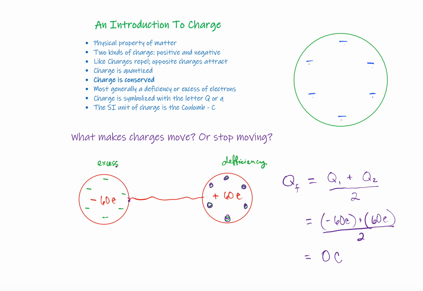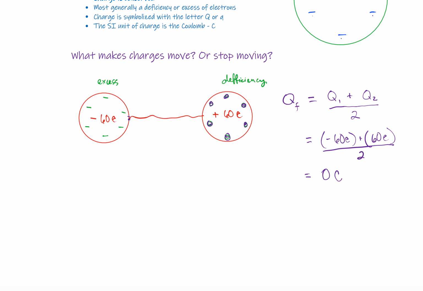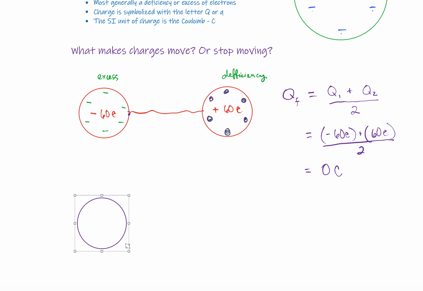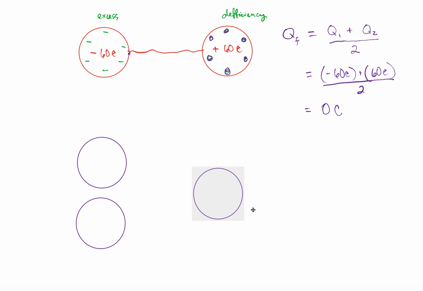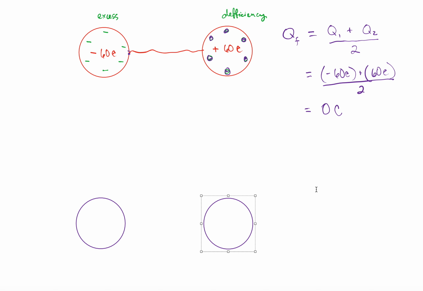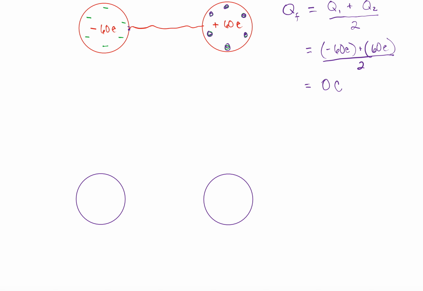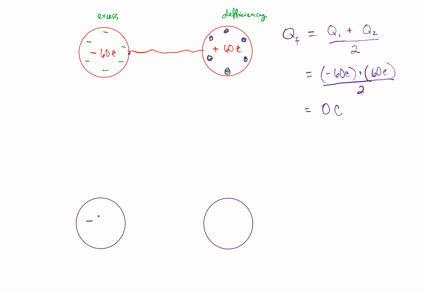Now let's move to a scenario that's fairly similar. They're set up in the same way, except this time let's leave this one with the same negative 60 here, so that's going to be an excess. And I'm going to say that this one has an excess as well, an excess of 30 electrons. So what I'm going to do is connect the two.